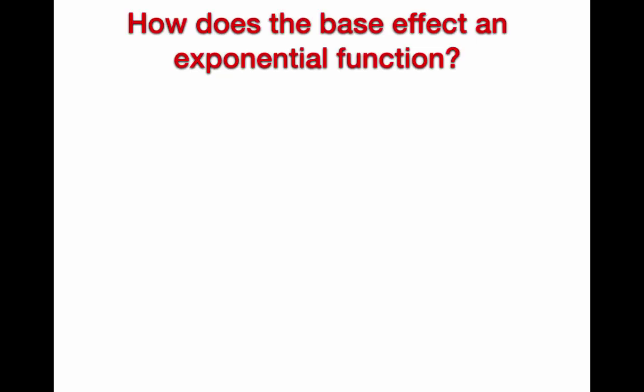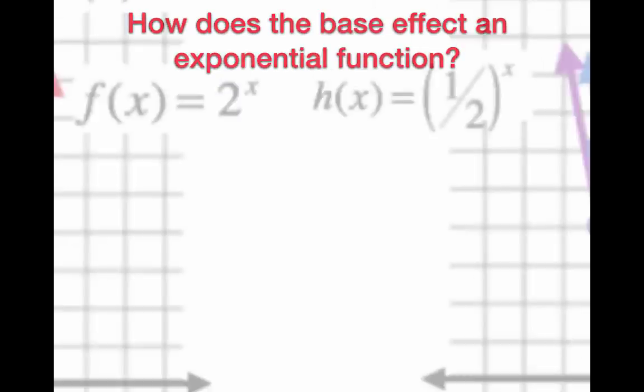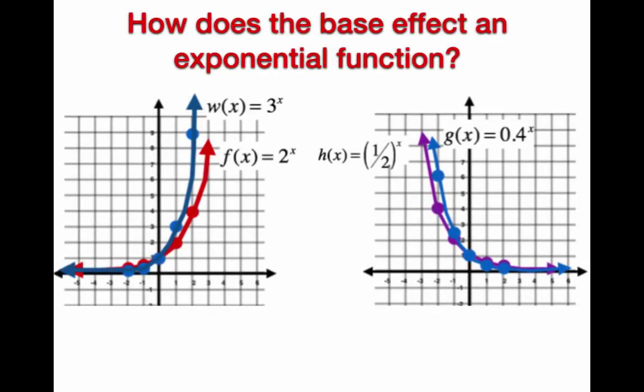So now we got to go back and answer our question. How does the base affect an exponential function? So here are the two graphs. What do you notice about them? What observations can you make? Well, the first system was 3 to the x power and 2 to the x power, and look, both curves are pointing in the upwards direction. The second system had fractions and decimals, and the curves are both going in more of a downwards direction.